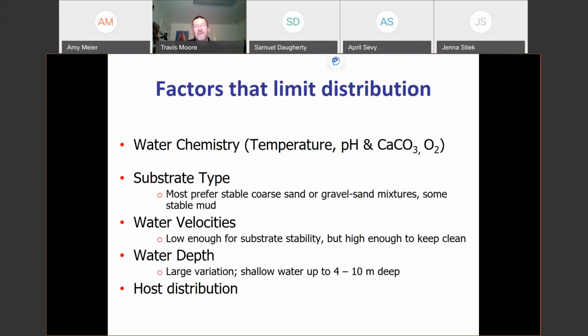Water depth can vary. You can find mussels in as few as a few inches, but in the big rivers, we tend to find them even in 25 and 30 feet of water. And then, of course, they wouldn't be there without the fish host. Almost all of our native species must live on a fish host in the early life stages. And if that fish host isn't available, you won't have mussels there, or you're going to have a mussel population that's dying.